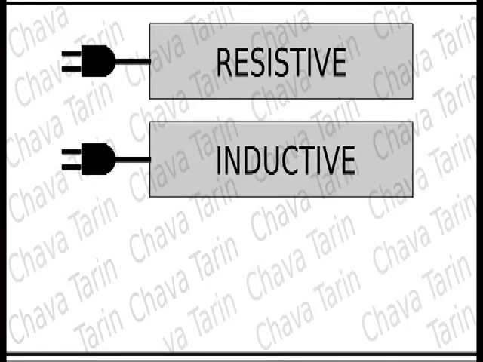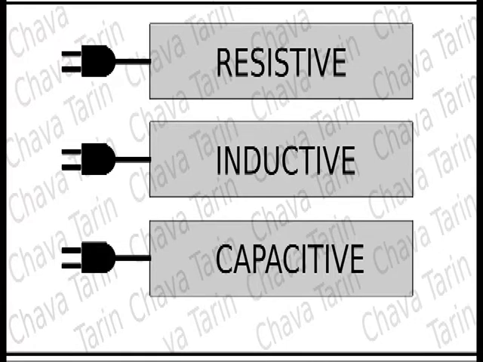Inductive load, made from coils of copper wire, such as those used in motors, transformers, electromagnets, etc. Capacitive load, made up of capacitors, containing metal plates insulated from each other and which can store small amounts of electrical energy in them.